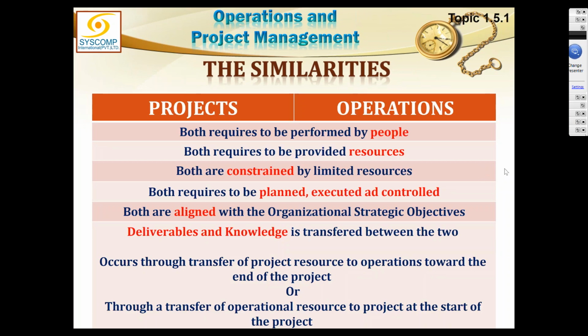There are certain things which are common in projects and operations, like both require people to perform them, both require resources, and wherever there are resources used, there is always constraint by the resources. Resources are always limited because whenever there is more demand of something, the supply is automatically reduced. So if you are using a certain kind of resource, that is destined to go short on supply. So projects are using resources, operations are using resources.